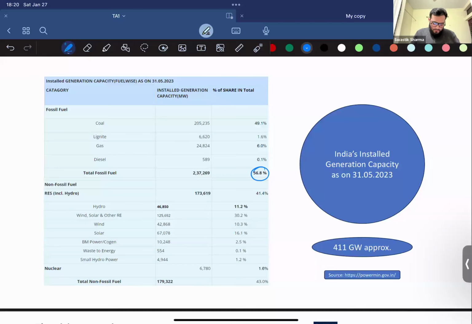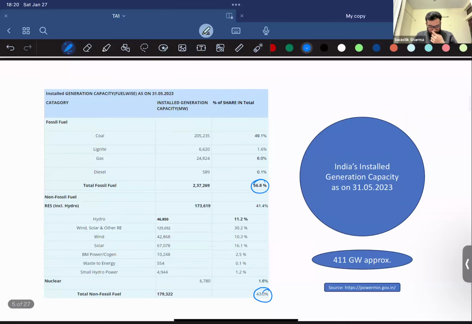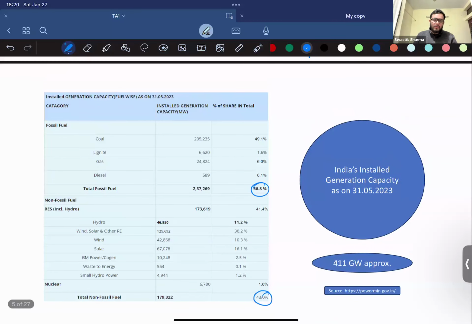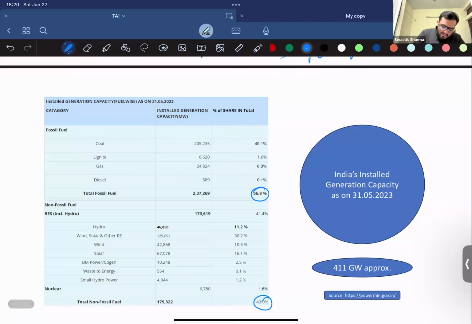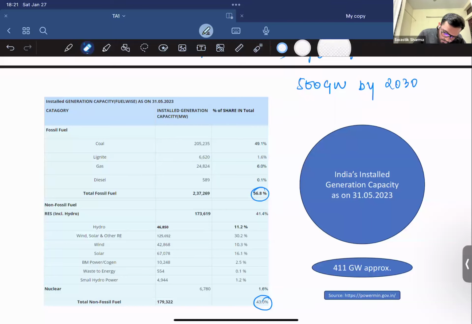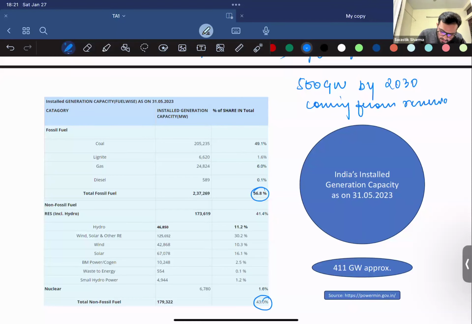So a total of 56.8% of our electricity still comes from fossil fuel, and the rest, 43%, is non-fossil fuel. This includes renewables along with hydropower. We have a total of approximately 411 gigawatt as on 31st May 2023. Currently, our nation has a target of achieving 500 gigawatt by 2030 from renewables. This doesn't include hydro.